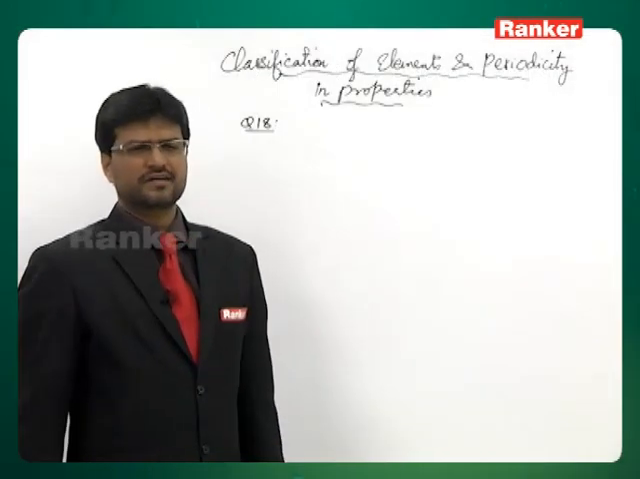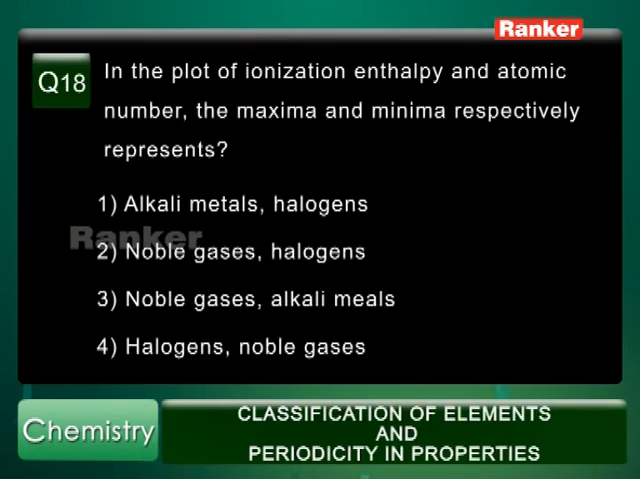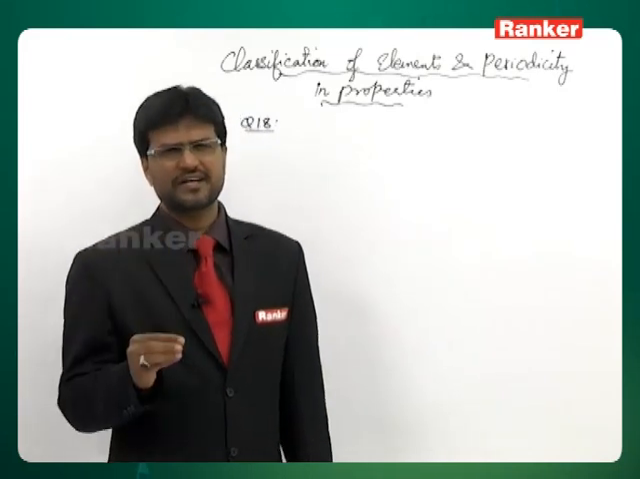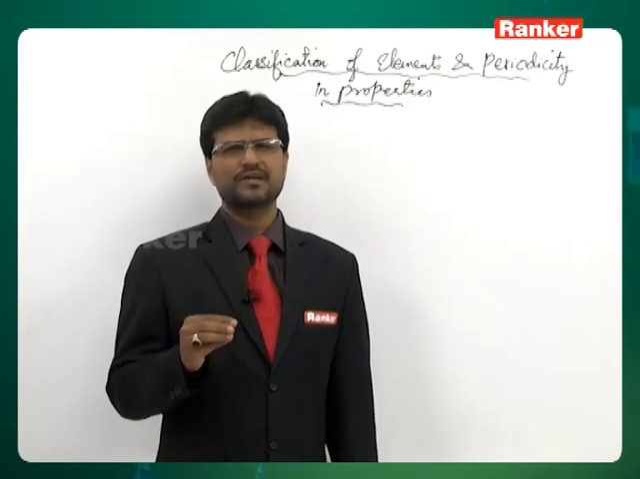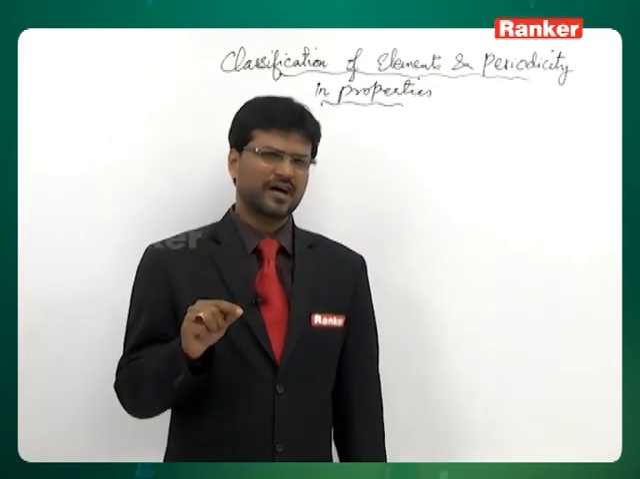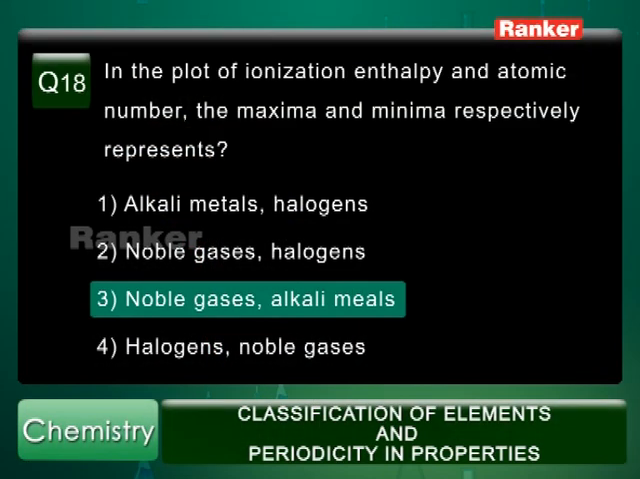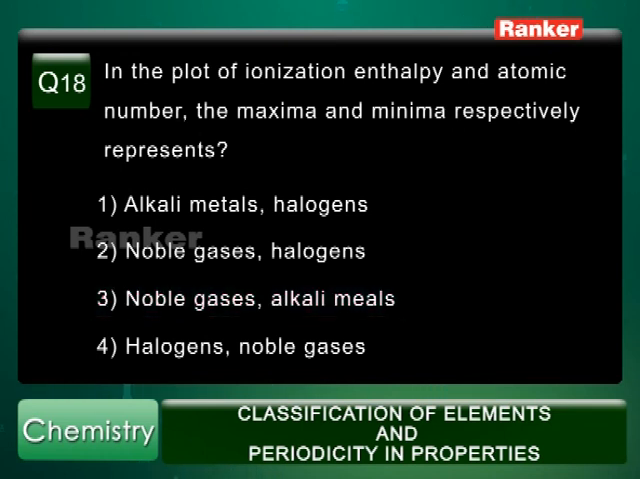Question number 18. The plot of ionization enthalpy and atomic number, the maxima and minima respectively represent. See, ionization enthalpy. The element with highest ionization enthalpy in a period will be noble gas, and the element with the lowest ionization enthalpy in a period will be alkali metal. So the minima will be alkali metal and the maxima will be a noble gas. So the correct answer should be option 3. Noble gas is the maxima and alkali metal is the minima of the graph. So the correct answer is third option.